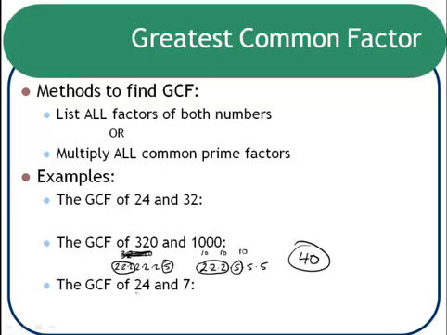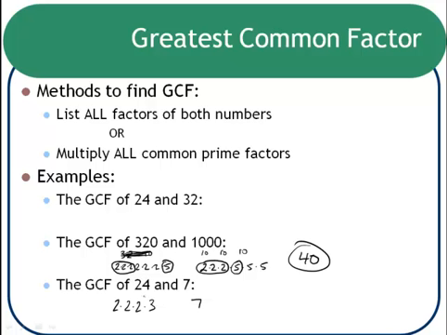Finally, the greatest common factor of 24 and 7. 24, remember, is 2 times 2 times 2 times 3. And 7 is just 7. That is its prime factorization. What do they have in common? Nothing. They don't have any numbers in common.